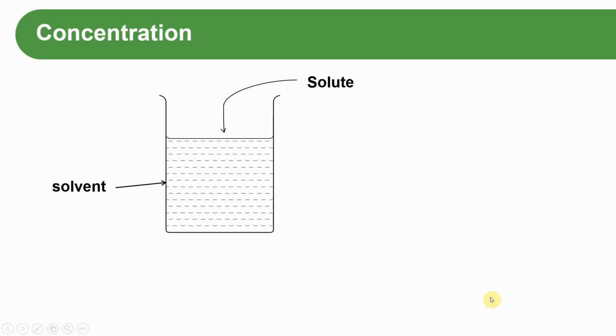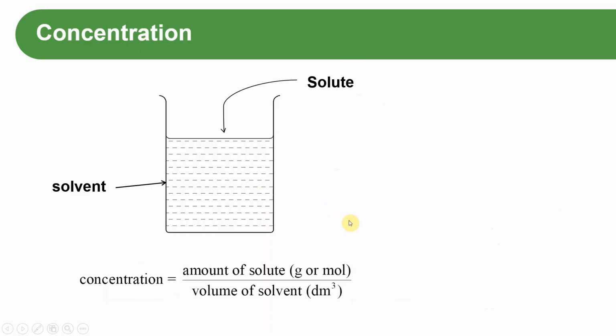In science, in chemistry, it has to do with a solution, whereby solute is added to solvent to produce a solution. And we have a simple formula for us to calculate concentration, which is the amount of solute divided by the volume of solvent. Notice the unit here. The amount of solute can be in gram or in mole because these two can be interchanged. From gram we can convert to mole, and from mole we can convert to gram. And for volume we use dm cube.